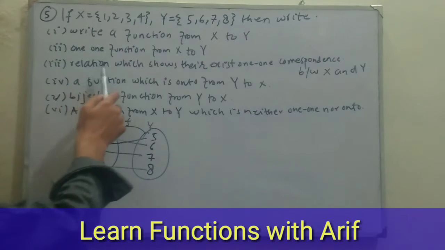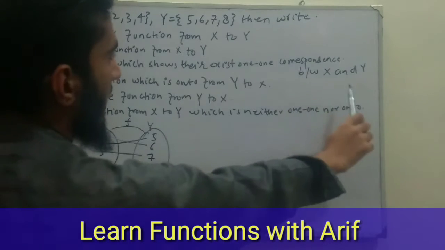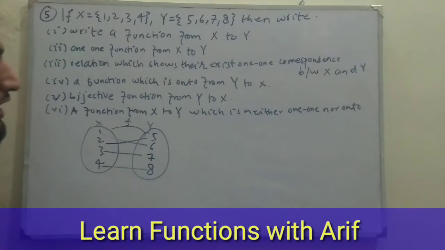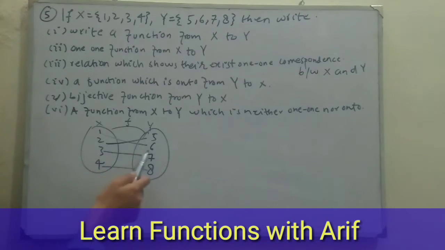Part 3 tells that write a relation which shows there exists one-one correspondence between x and y. One-one correspondence function we already learned in the previous videos: those functions in which each and every element of the domain will be mapped with a unique element of the range. So this is one-one correspondence. This function is also one-one correspondence.